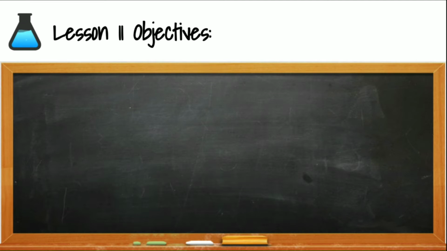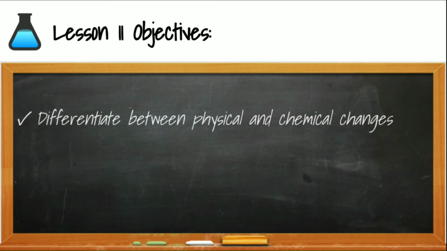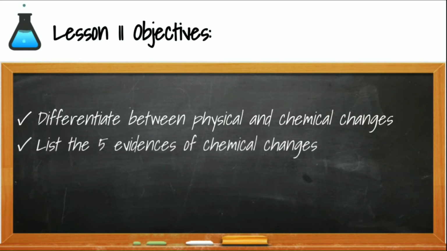In this lesson, we are going to differentiate between physical and chemical changes and list the 5 evidences of a chemical change. Let's get started.